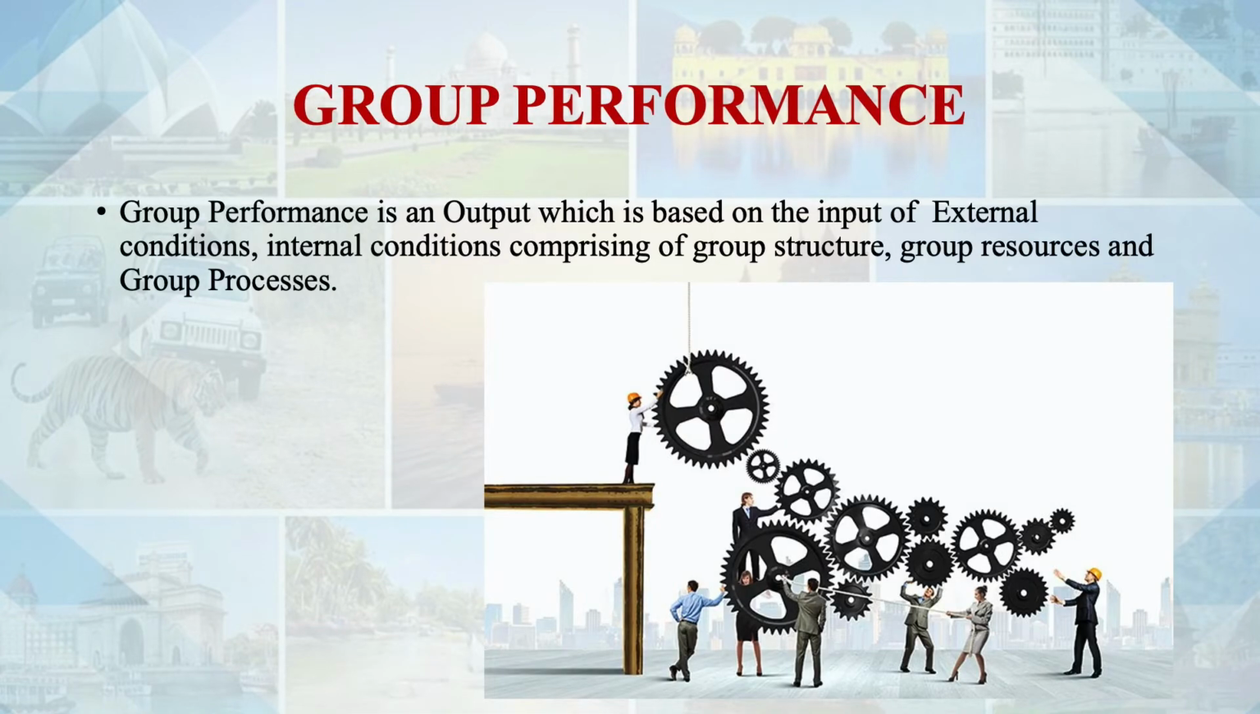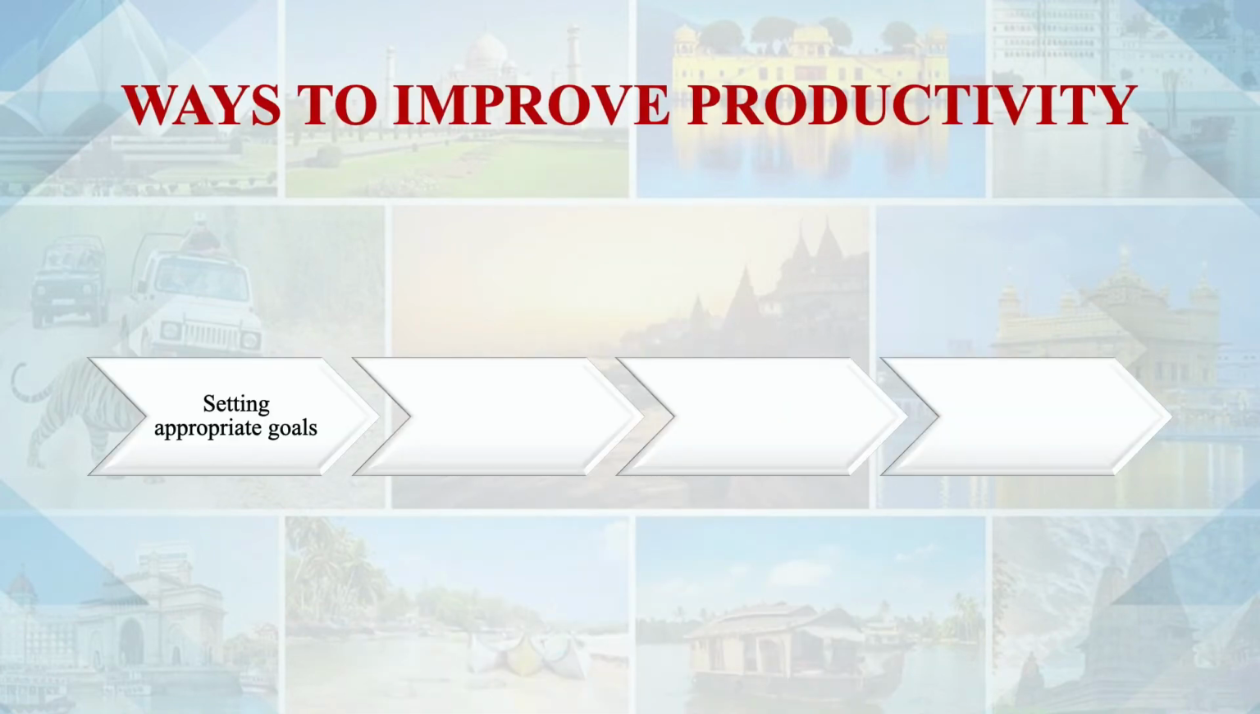The impact of group process on the group performance to a great deal depends upon the task that the group is doing. Thus, group performance is an output which is based on the input of the external conditions and internal conditions, comprising of group structure, group resources and group processes. Now, I shall take up the ways to improve productivity. The first one is setting appropriate goals.